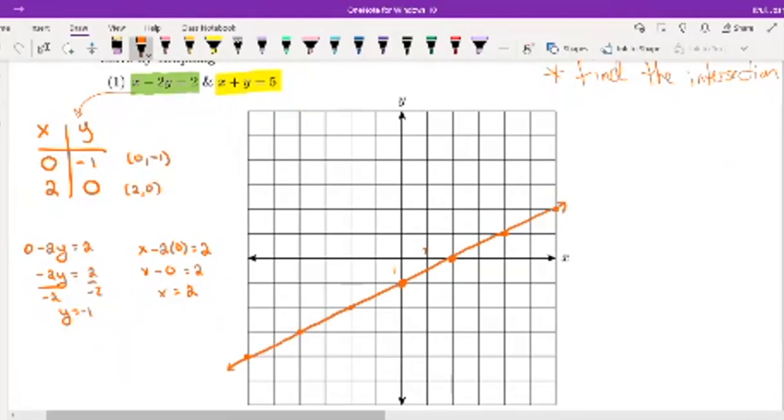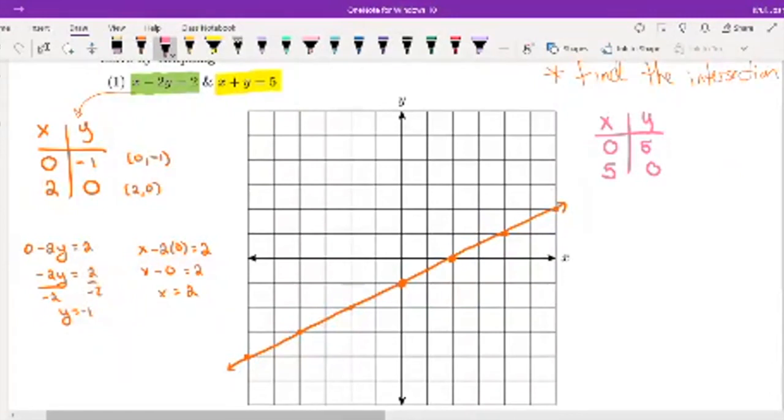And since we're really just trying to solve the system of equations, we really don't have to label this line. Okay, so the next line that we're looking at is x plus y equals 5. We're going to do the same thing where we set the x and y intercepts here. So when x is equal to 0, y is equal to 5. And when y is 0, then x is also 5.